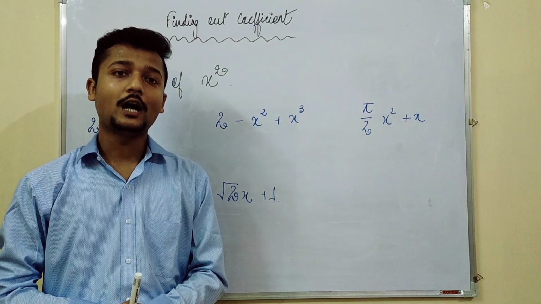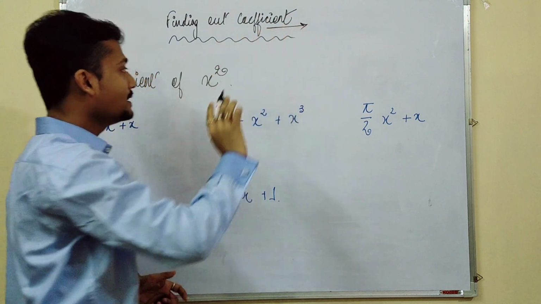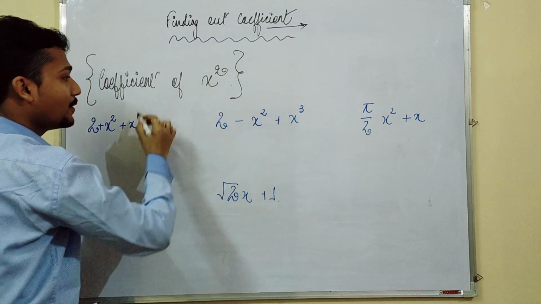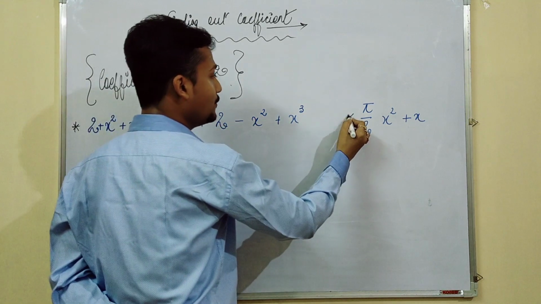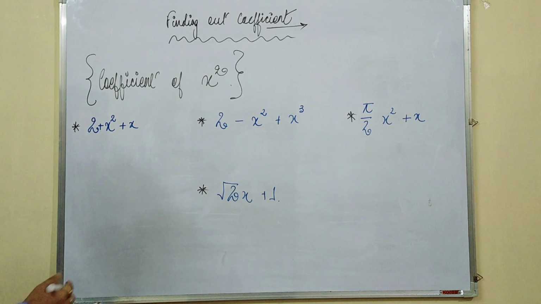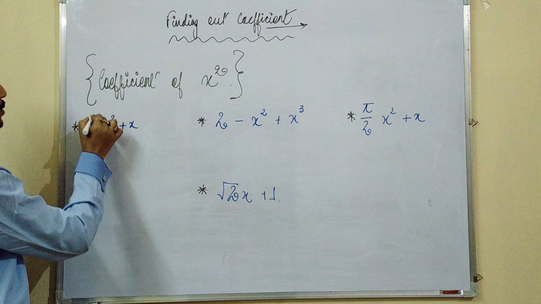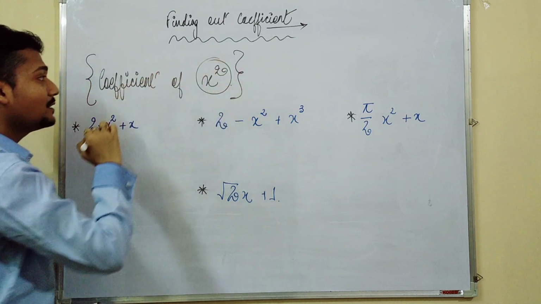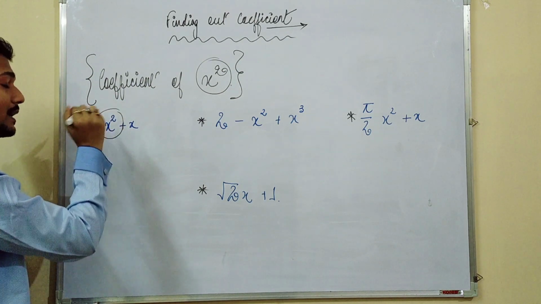Next we will find out how to find the coefficient. First, we take finding the coefficient of x square from the given lot of questions. I have taken 4 questions with me, and I will try to find the coefficient of x square in each of the polynomials. The first one says 2 plus x square plus x. When it is said to find the coefficient of x square, we will take only x square under consideration.